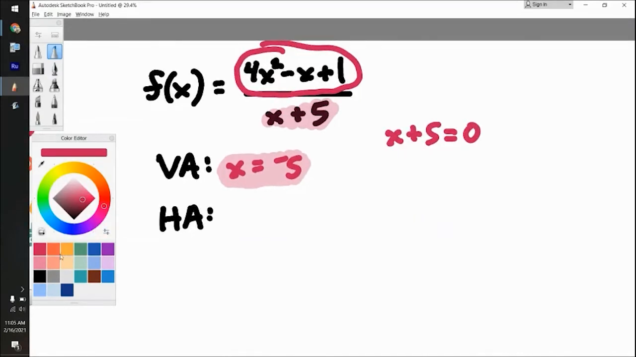With the horizontal asymptote, again, I said you can just look at the leading terms for each of these. So we have 4x squared minus x plus 1 divided by x plus 5.